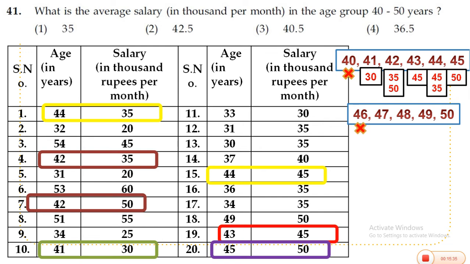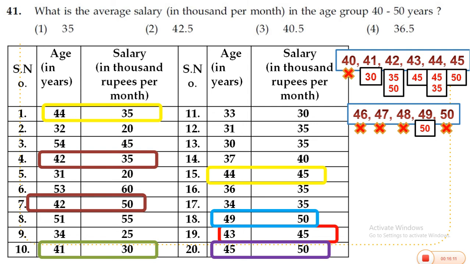If you cross-check 46, nobody like that. 47, nobody. 48, no one. And 49, yes, roll number 18 is 49 years of age, with a salary of 50,000. And there is nobody with the age 50. So how many people are there from the age group 40 to 50 with salary? I will say there are 8 people, because at age 42 there are two persons, and there are two persons with age 44. So it is 8 people totally in that age group with the salary.